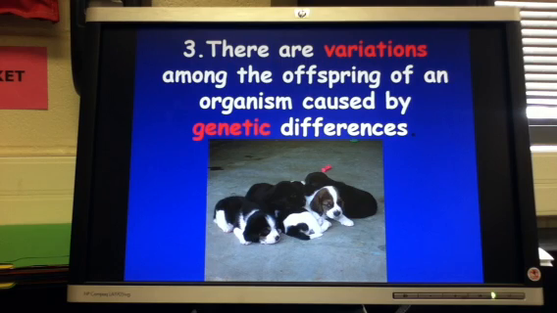Number 3, there's variations among the offspring of an organism caused by genetic differences. We can see that there's 5 little puppies there. 2 of them are all black. 2 of them are black and white, and 1 is brown. But note that they are all the same species, they just look a little bit different. Kind of like if you have brothers and sisters. Unless you have an identical sibling, like a twin, like I do, then you're going to notice similarities among the siblings, but they are not necessarily an exact duplicate of each other, like these puppies here.